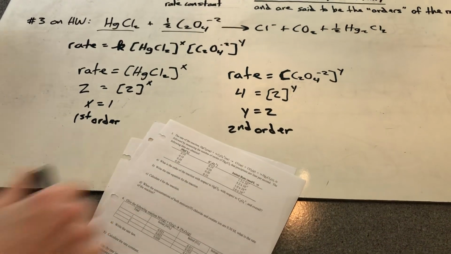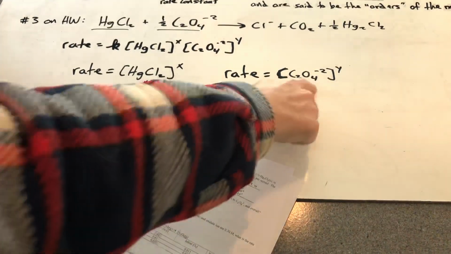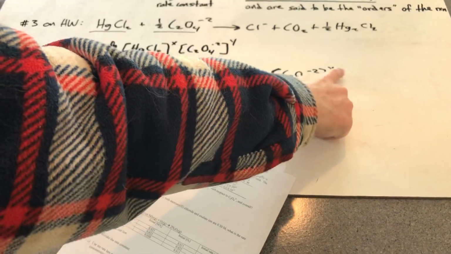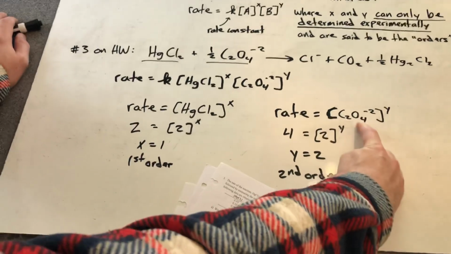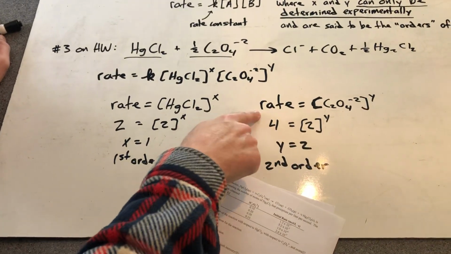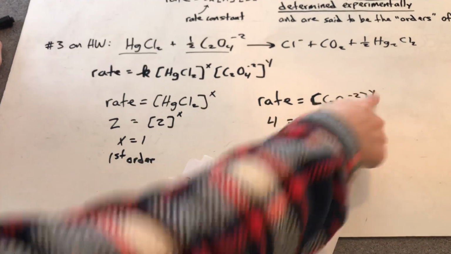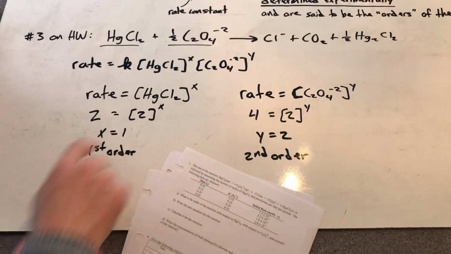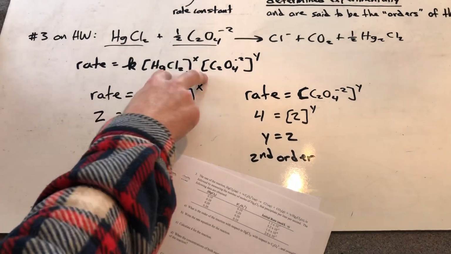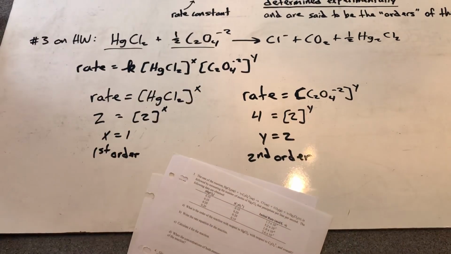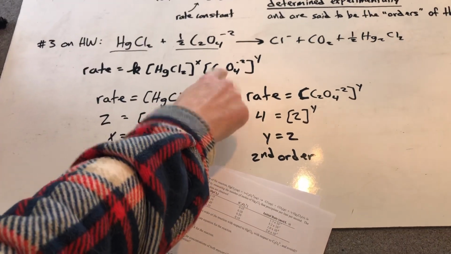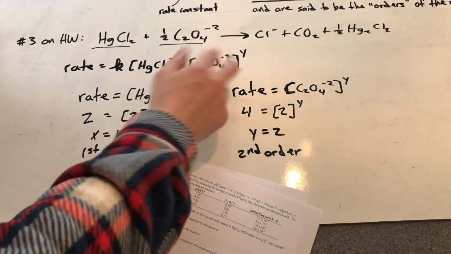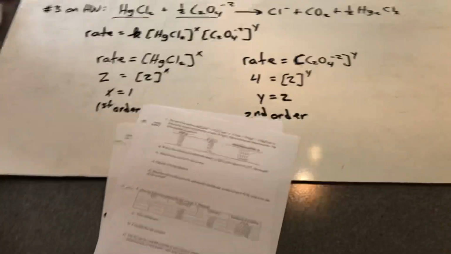Now what this is saying is that changing the concentration of C2O4 minus 2 is going to give us an exponential relationship, right? Y is equal to 2 in this case. So if I change the concentration of C2O4 minus 2, the rate is going to be impacted far more because I'm looking at a squared relationship as opposed to just a linear relationship where x was equal to 1. So what this tells us is that changing these two concentrations can have an impact on the rate. Changing the concentration of C2O4 minus 2 will have a far greater effect on the rate than HgCl2 because of the relationships that we see in the experimental data.